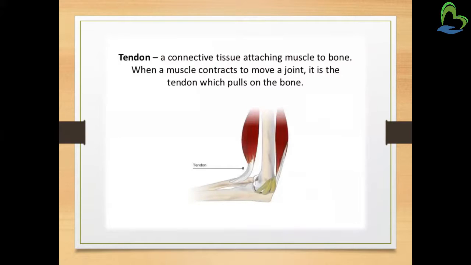Now the tendon, a connective tissue attaching the muscles to the bone. When the muscles contract to move a joint, it is the tendon which pulls on the bone. So basically the tendon helps in the movement, right? It is attached to the muscles and the bone.